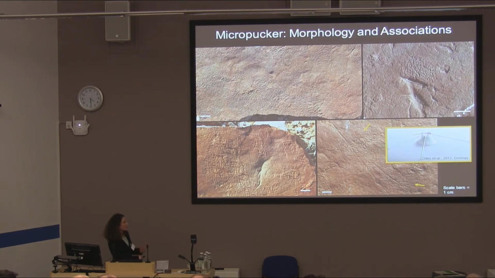So based on this observation that micropucker is superimposed upon these degraded body fossils, we interpret it to have been a post-mortem growth. So we're not looking at a structure that forms synchronously with the colonization of this surface by the body fossils. It was a post-mortem overgrowth.